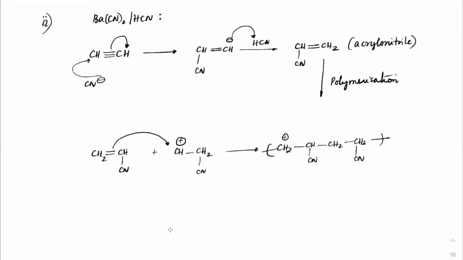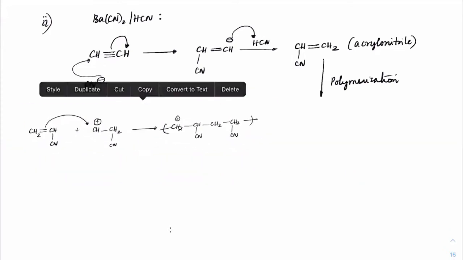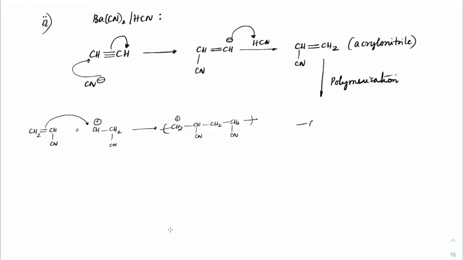Again on this carbocation, the third molecule will attack. So if you see it this way, polymerization will keep happening. Finally, the product you will get is a chain of CH2, CH, CN units, and this is polyacrylonitrile, PAN. The industrial name is Orlon.